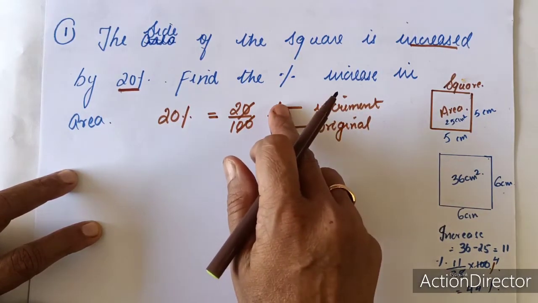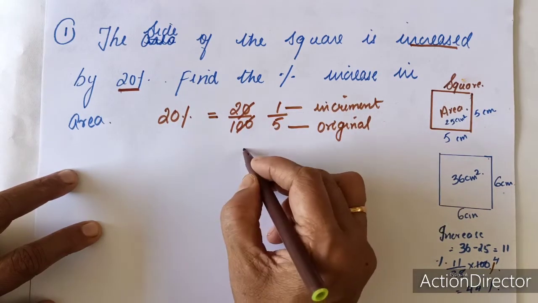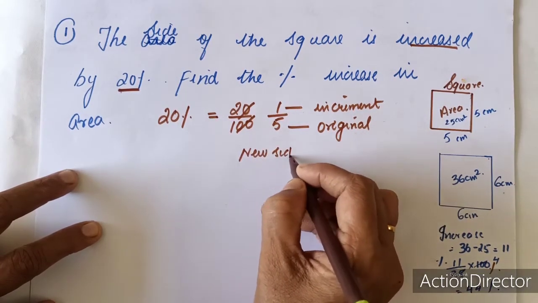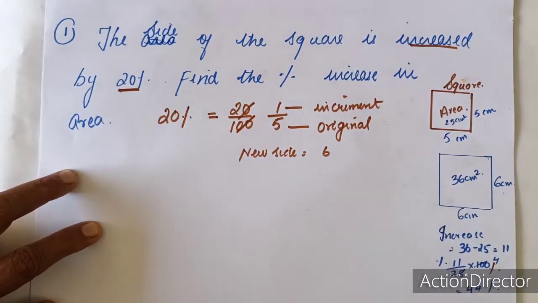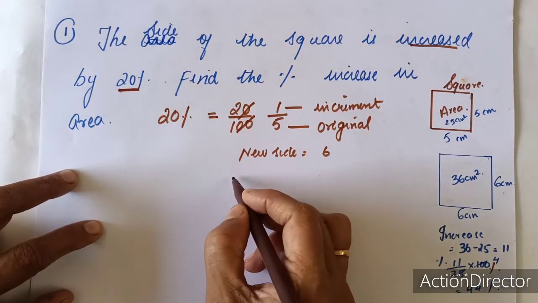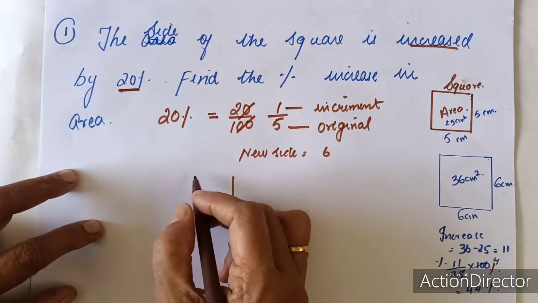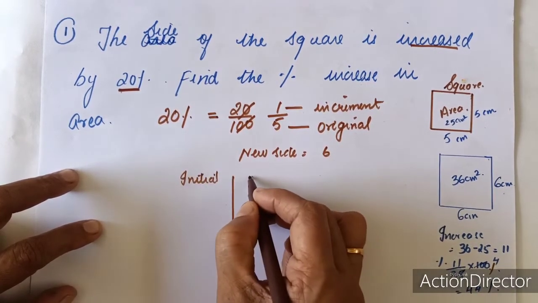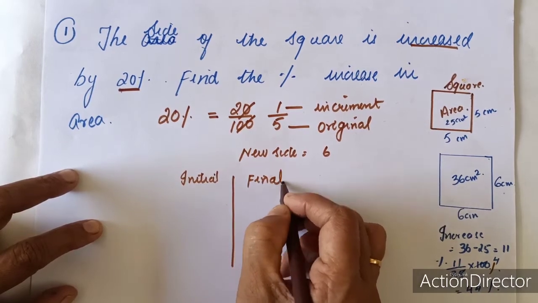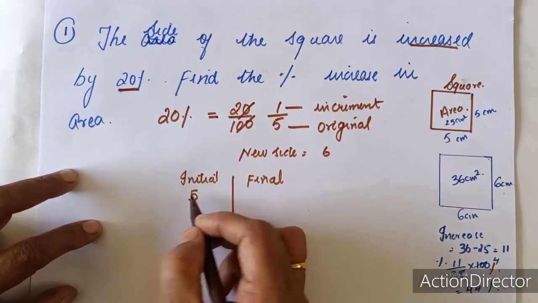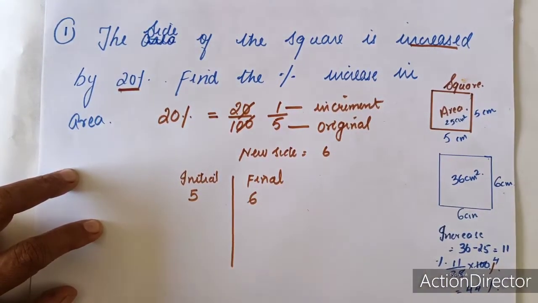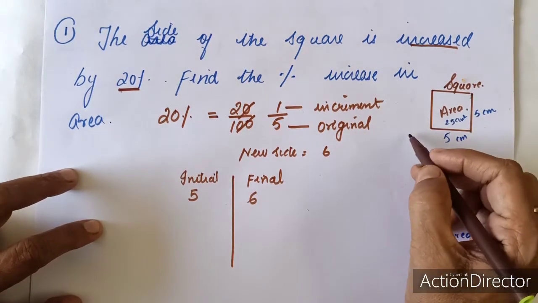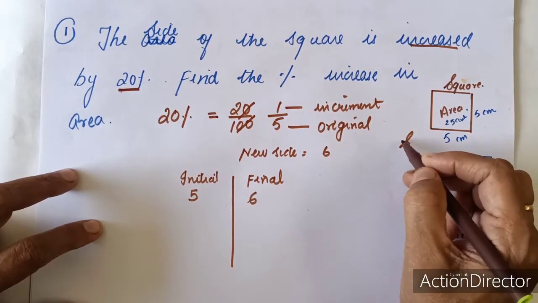So now 5 plus 1 will be equal to 6. That will be your new side. So the new side ratio will be equal to 6. Now let us proceed. I am going to make two columns. In the first column I will be writing the initial, and in the second column I will be writing my final side. So when initial is equal to 5, that is my original side, my new side will be equal to 6.